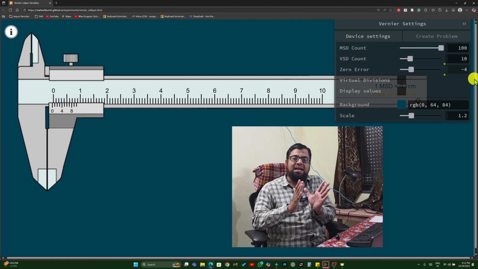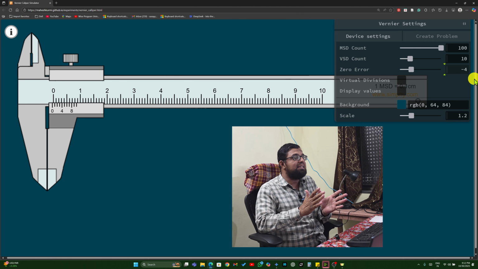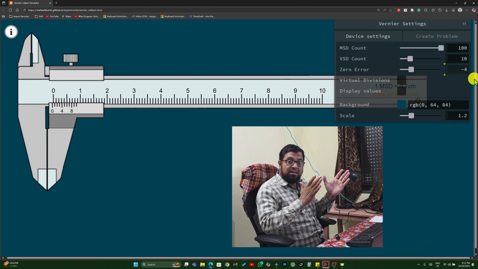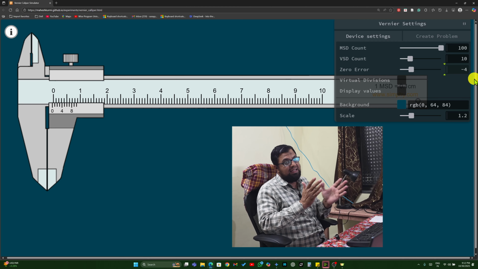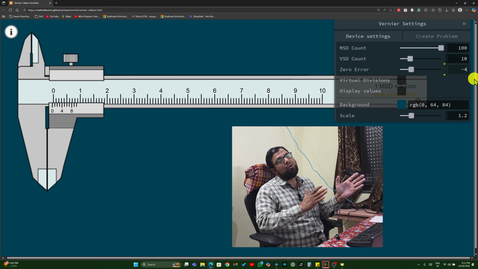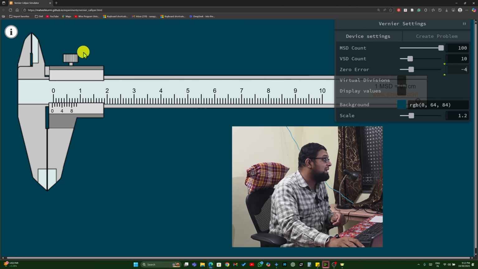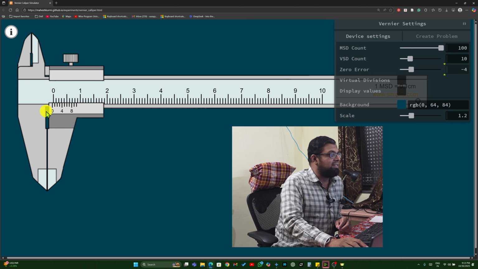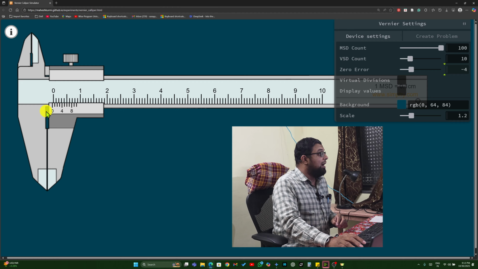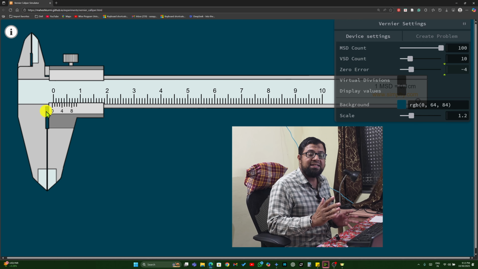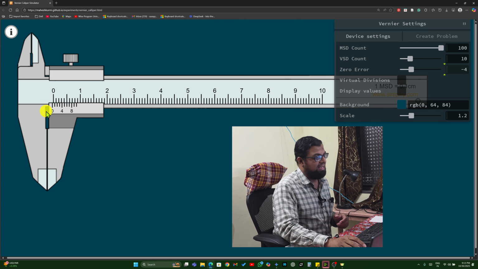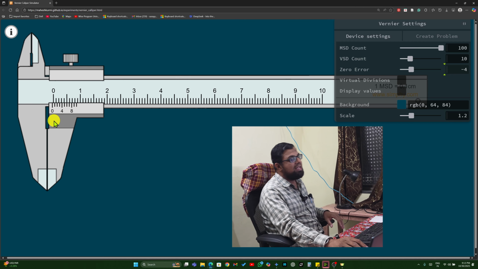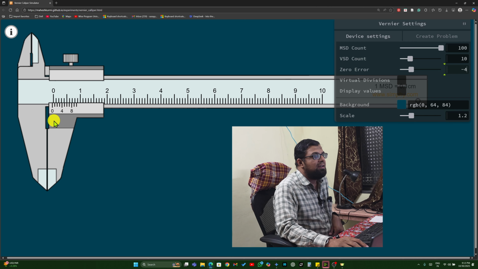Now since there is a minus sign, it means that the zero of the Vernier scale is towards the left of the zero of the main scale. So you can clearly see here that the zero of the Vernier scale is towards the left of the zero of the main scale. You can see this in this simulation.